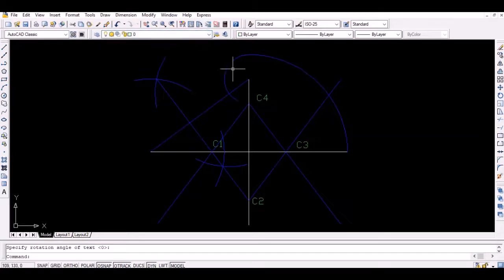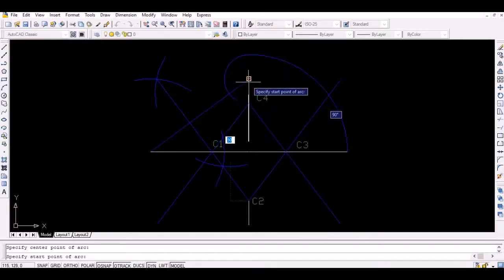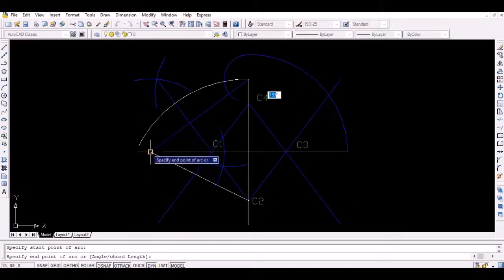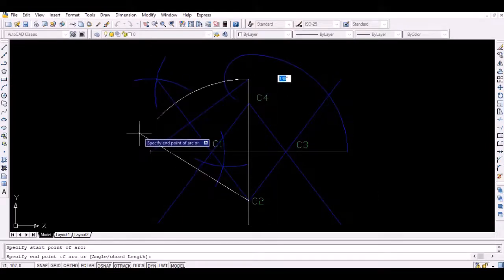Finally, we have obtained all four centers to draw an ellipse using four center method. Now, simply draw an arc with C1, C2, C3, and C4 as the centers and bisectors as the endpoints to obtain the required ellipse.